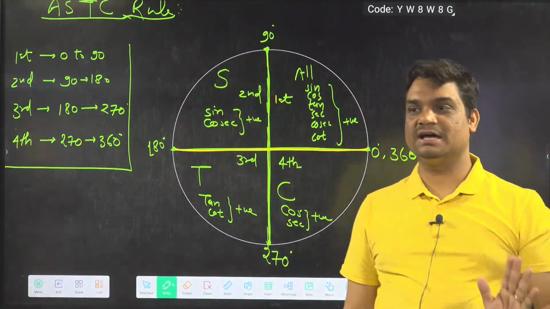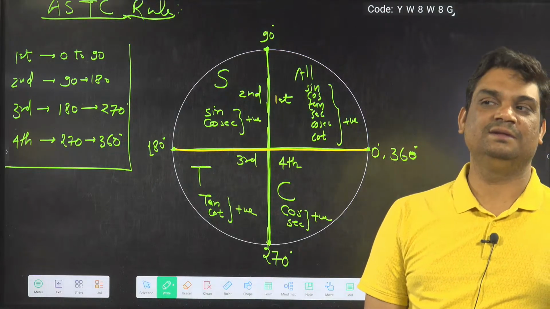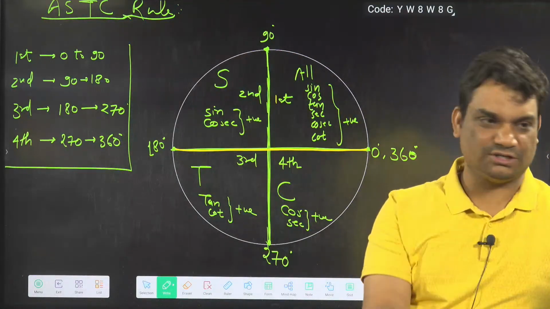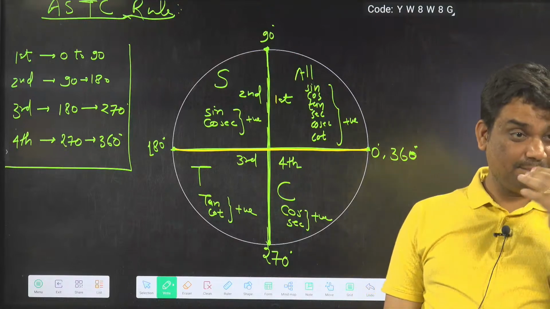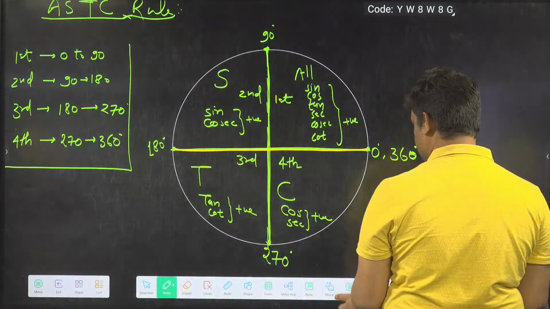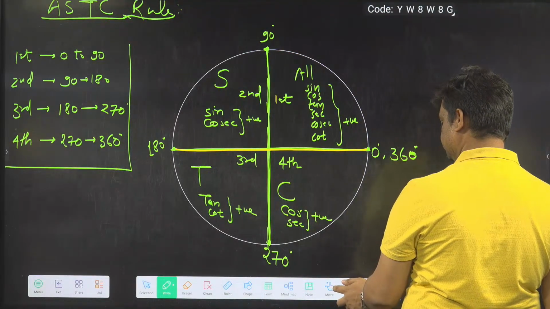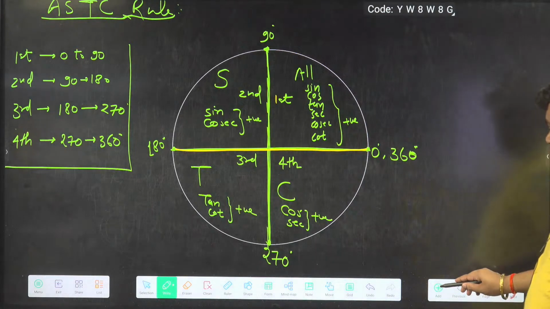In the first quadrant I will take all positive, in the second I will take sine positive, in the third I will take tan positive, in the fourth I will take cos positive. So this is the basic thing. Now I will say the rules. Are you ready for the rules?